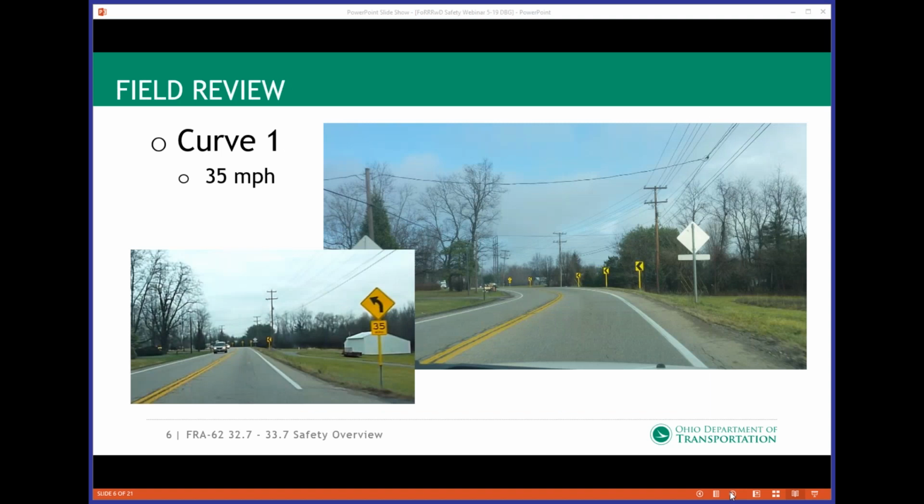So we did a field review, went out and drove through the project, and this is a picture of curve 1. This is going northbound from Walnut Street to the north. So curve 1 had the curve warning sign, advisory speed 35 miles an hour, and had chevrons.